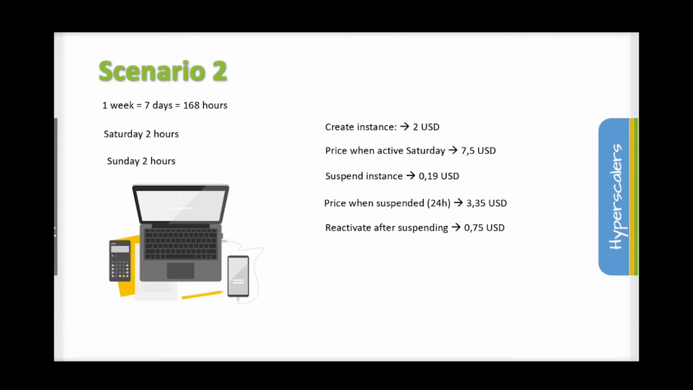That is 75 cents. The price of having the instance active on Sunday is $7.50. After you finish, you terminate the instance, 19 cents. All that makes a total of $21.48, approximately, for using the instance 4 hours during the weekend.